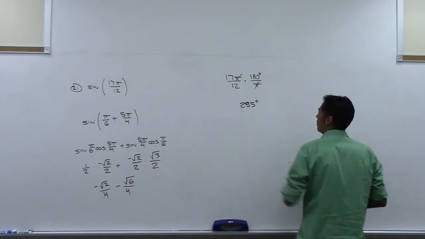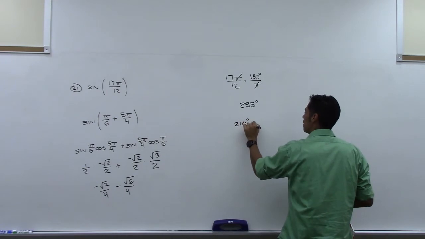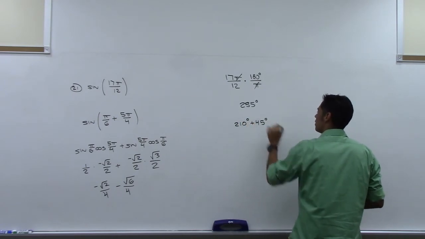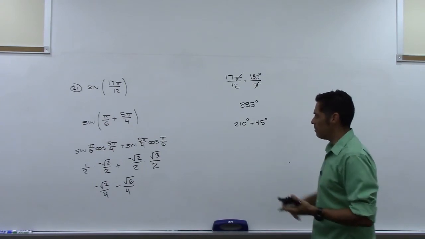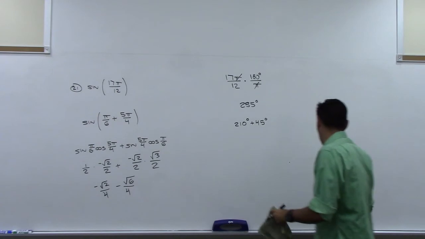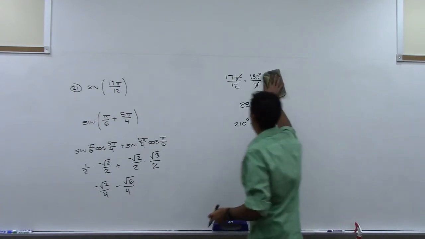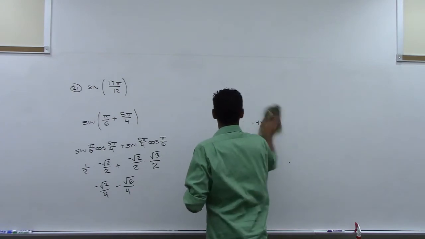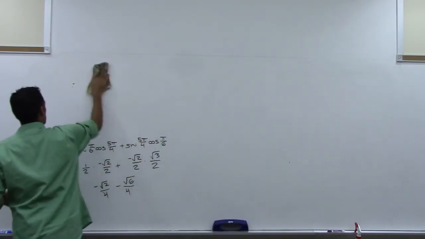255 degrees. And that I can see pretty clearly is 210 degrees plus 45 degrees. And 210 is a common angle and 45 is a common angle, so you could do it that way. But that's kind of cheating, not cheating, but you're avoiding dealing with radians by converting to degrees, which you could argue is smart, I guess, if you don't like to work with the radians.